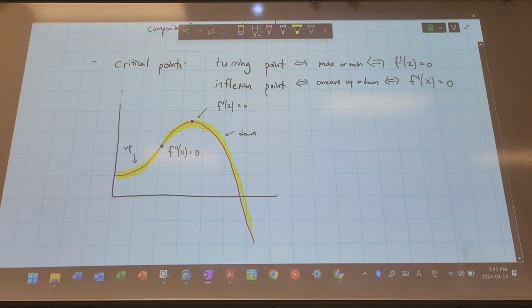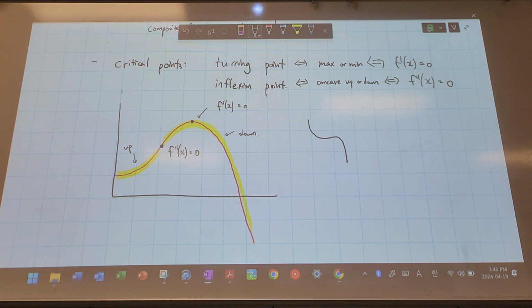Yeah. Oh, so that means it's just straight. It goes like that, and then like that. Okay. Critical points are just important points. What if it goes concave up to concave up? Is that even possible? Isn't that just like a parabola?